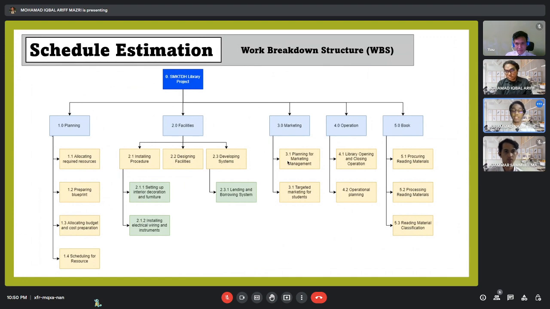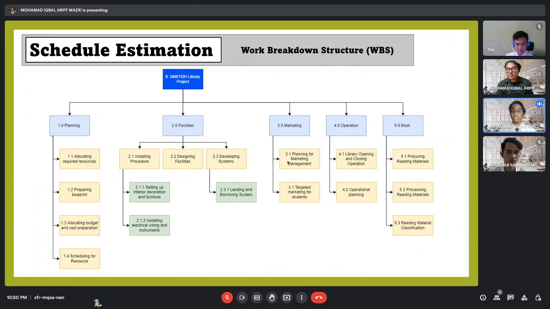For facilities, we have to install procedure, and inside installing procedure, we have to set up interior decoration and furniture, install electrical wiring and instrument, and design facilities. And the third one inside facilities is developing the system. By developing the system means that we want the lending and borrowing system for the school library.